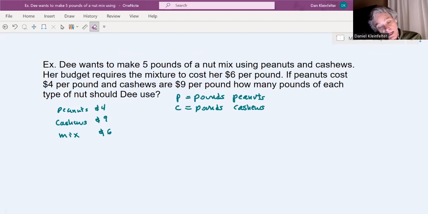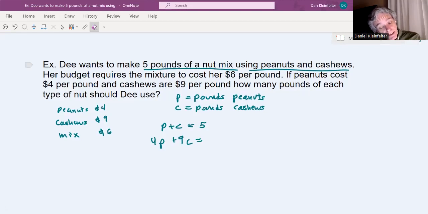Okay, so she wants to make 5 pounds of a nut mix using peanuts and cashews. So that part tells us that P plus C has to be 5. The number of pounds of peanuts plus the number of pounds of cashews has to be 5. The equation about the money is she's spending $4 a pound on the peanuts, so the total dollars that she'll spend on peanuts is 4P. Similarly, she's spending $9 a pound on cashews, and she's buying C pounds, so it's 9C for the amount of money she spends on cashews.